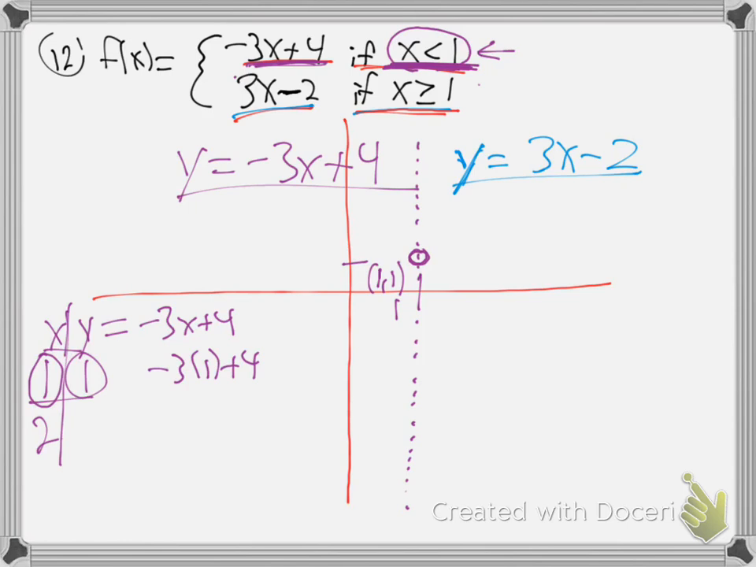Keep the zone in mind. I am left of 1. You can plug anything you want in that's less than 1. Not 2. So let's go, okay, well then, how about 0? Or negative 1, or negative 2, or whatever you want. Anything less than 1 is fine.